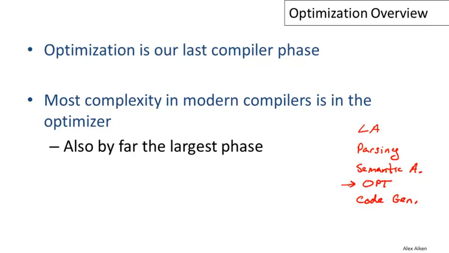Okay, so optimization actually comes before code generation because we want to improve the program before we commit it to machine code. But it is, of course, the last one that we've discussed. But just to point out here, optimization fits in between generally semantic analysis and code generation. And in modern compilers, this is where most of the action is. It usually has by far the most code, and it's also the most complex part of the compiler.